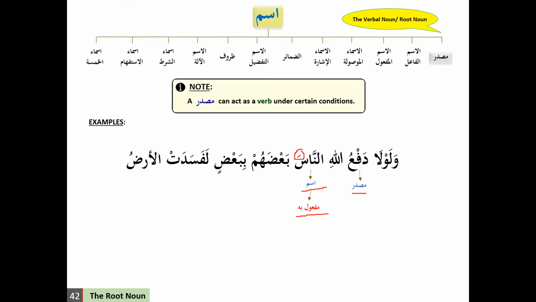So basically the masdar can act as a verb under certain conditions. Those are two examples, and there are certain conditions which must be met before this scenario can exist.